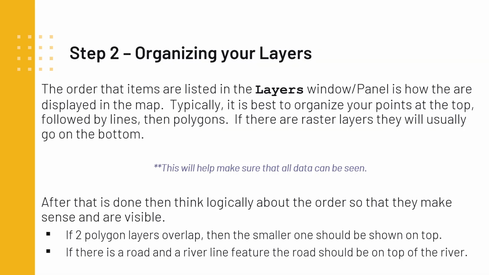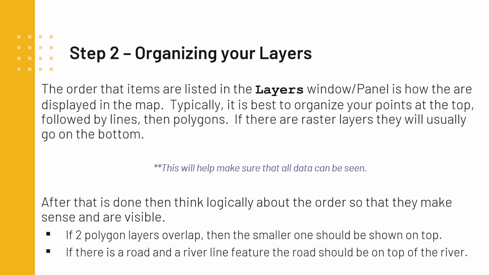Step 2 is going to involve organizing your layers. The order that the items are listed in the Layers window or panel is the same order they're displayed on the map. So whatever's at the top of your list in your layers is what's going to be at the top of your map. Okay, so typically it's best to organize your points at the top, followed by lines, then polygons. If there's rasters, they typically go at the bottom. This is going to help make sure that all of your data can be seen.